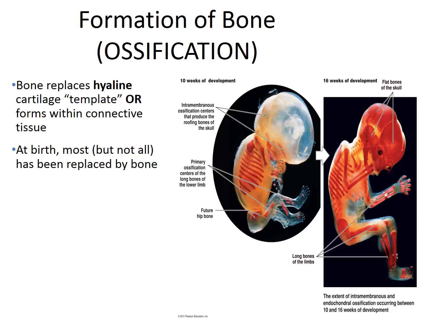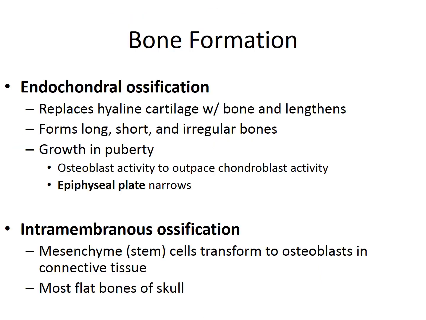Formation of bone is called osteogenesis or ossification and begins during embryonic development. There are two types of osteogenesis that occur in the embryo. The first type is intramembranous ossification, and this is formation of bones without a cartilage model.